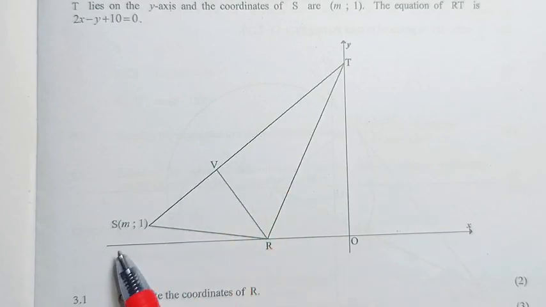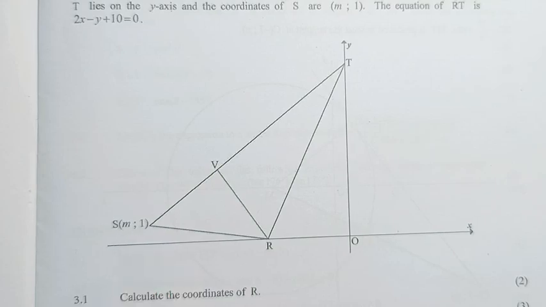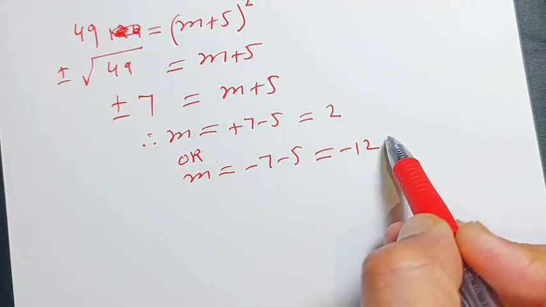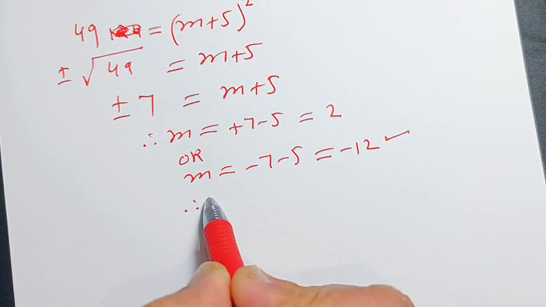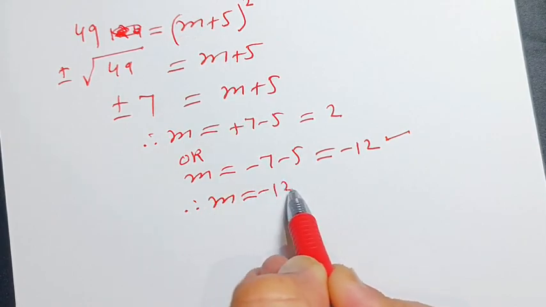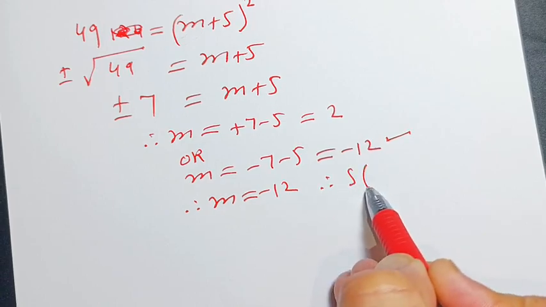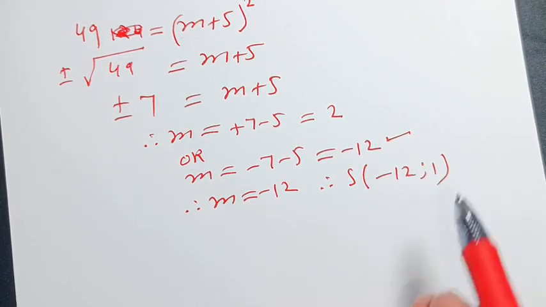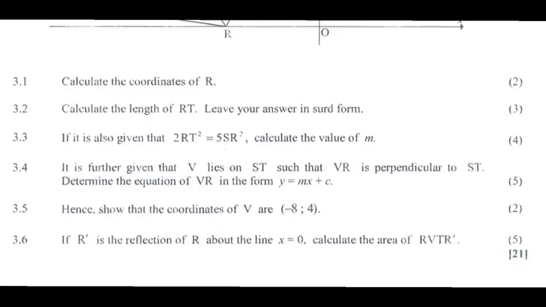Now, this is our sketch. This is the second quadrant, the x value is negative here. So I'm going to take the negative m value. So therefore, m is going to be equal to negative 12. Therefore, S coordinates are going to be negative 12 and positive 1. This is my final answer.